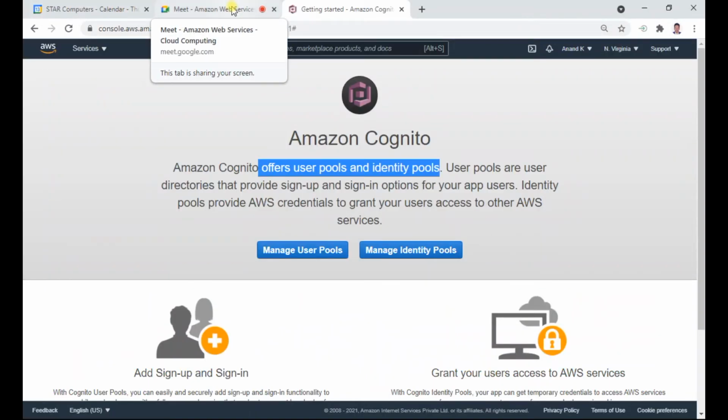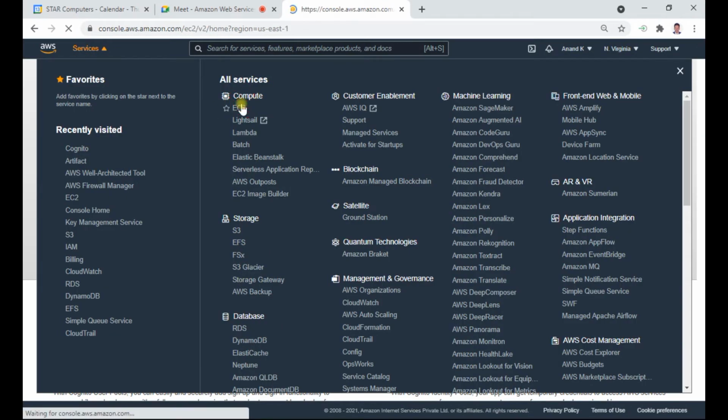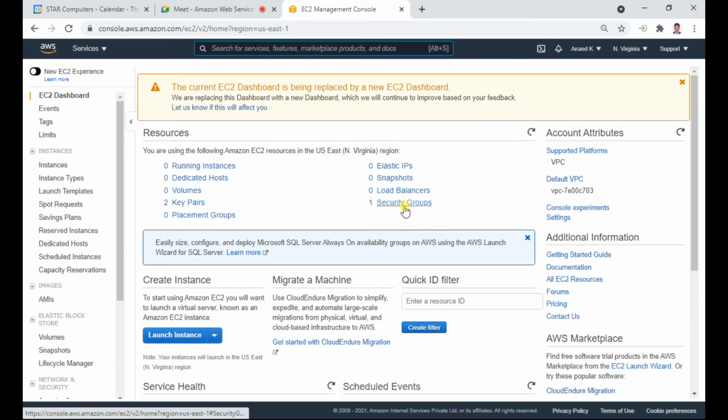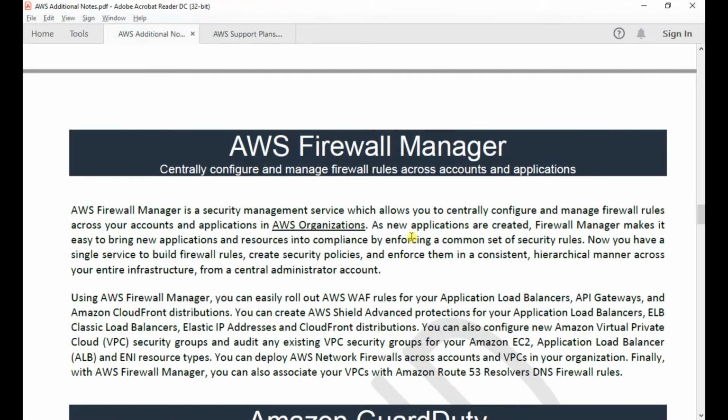like, when we go to, where is this? Sorry, in EC2 you have these security groups. So what is the security group? It basically allows a service to connect to that particular instance or not, a service or a port, or a network, a particular network or users or a subnet, whatever it is. Same thing here. A firewall manager is a security service that allows you to centrally configure and manage firewall rules across your accounts and applications.